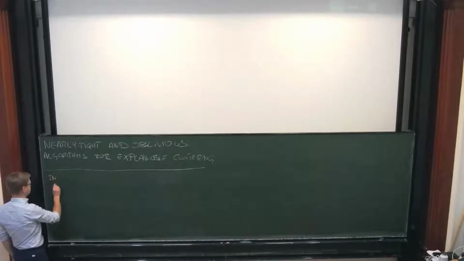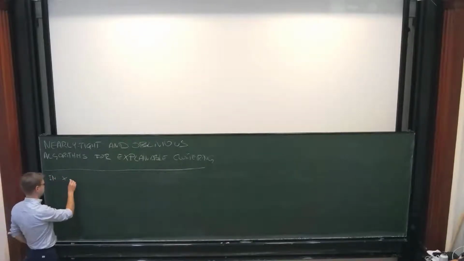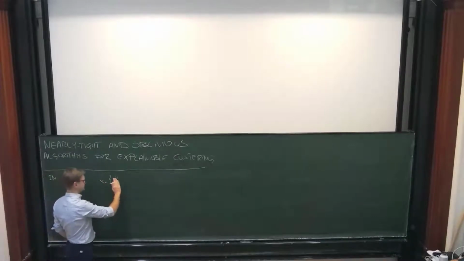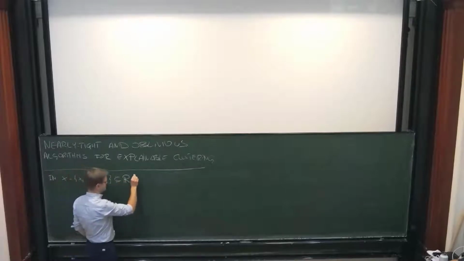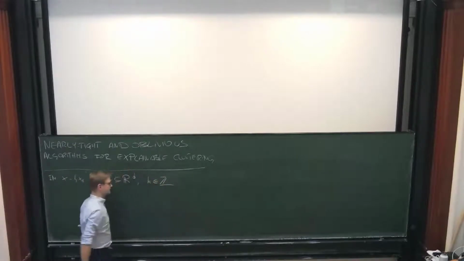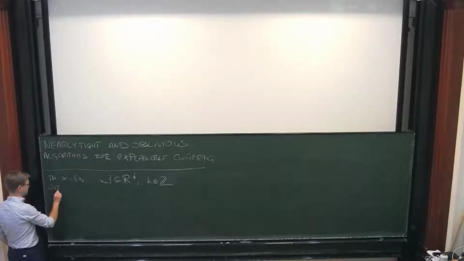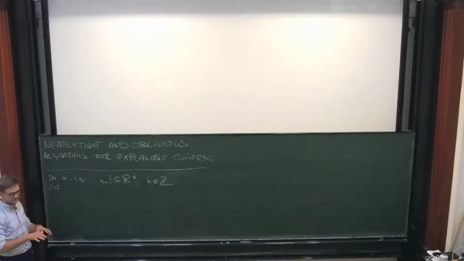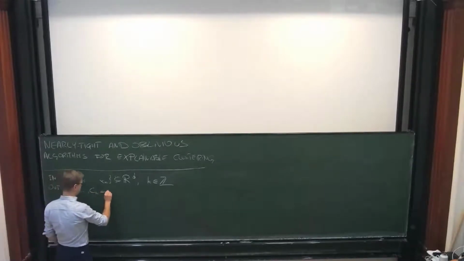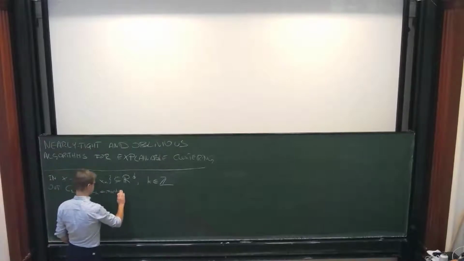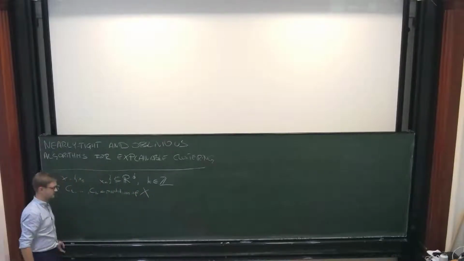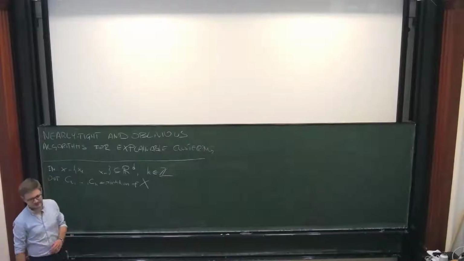So the input will be a collection of n points, x1 to xn, living in R^d, and an integer k. And our goal is to partition the set X into k clusters. So we want to output C1 to Ck partitioning X. And we want to minimize some objective function.